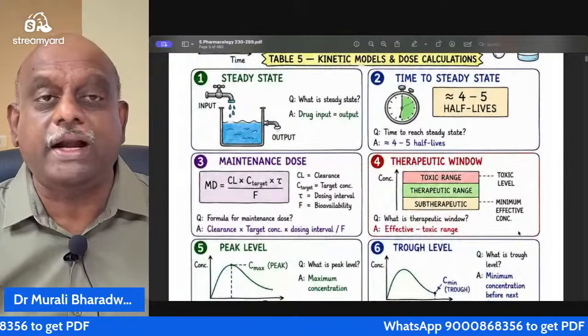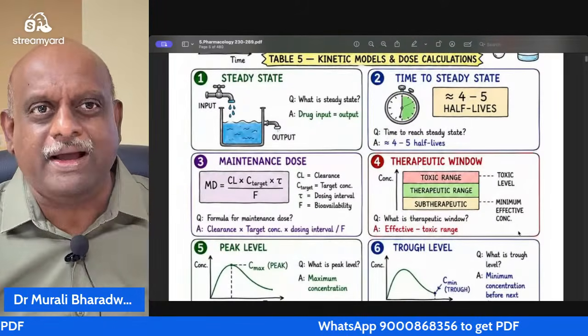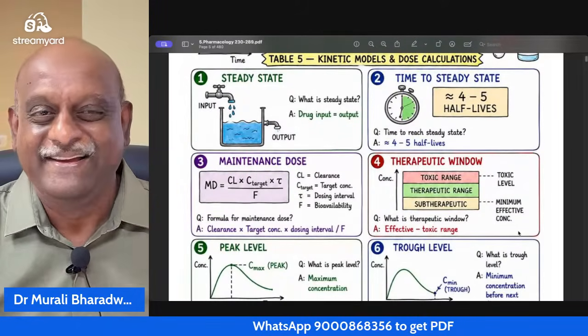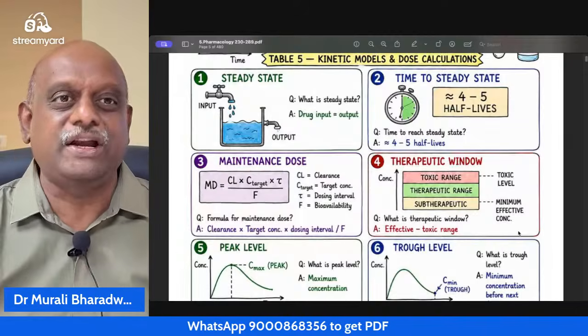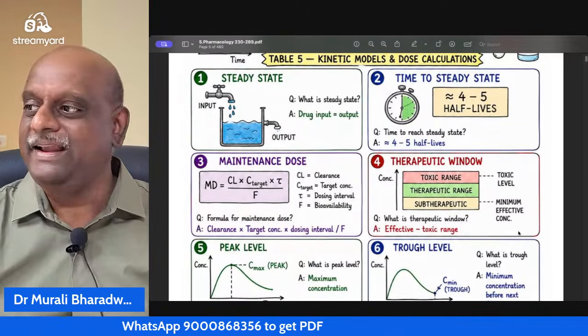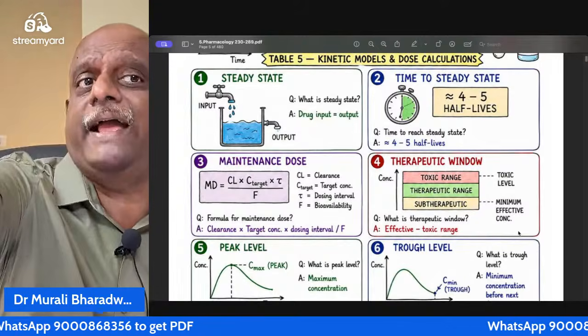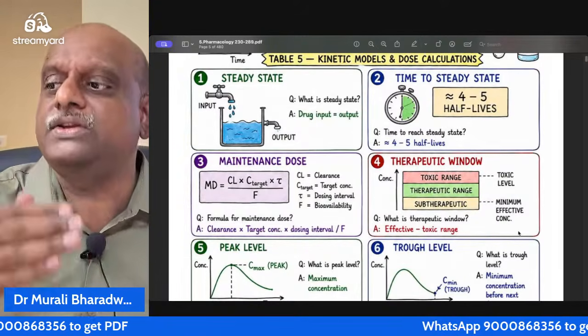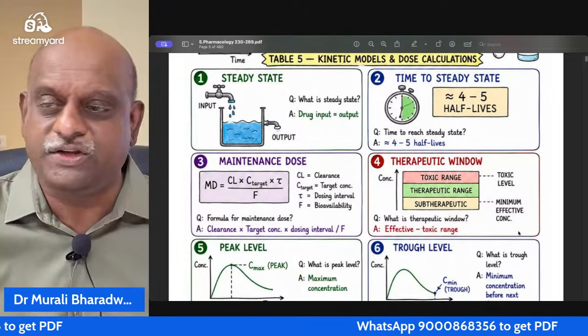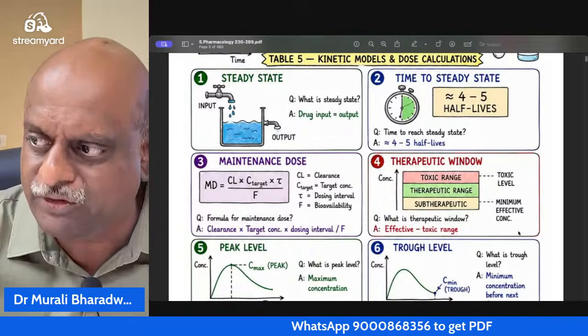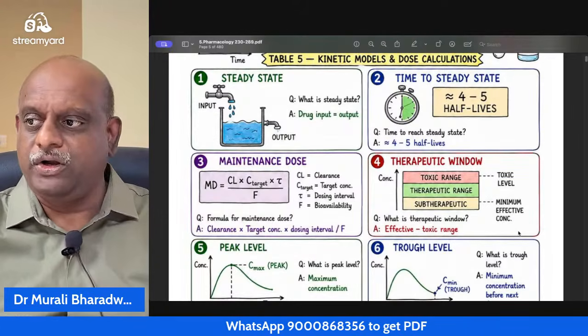Then what is meant by steady state? जितना कमा रहे उतना खर्च कर रहे, उसको कहते हैं steady state, right? It takes 4 to 5 half-lives before the steady state concentration is achieved, is what you have to basically remember. All right, doctor.